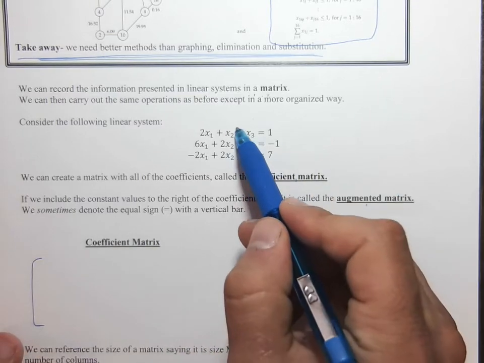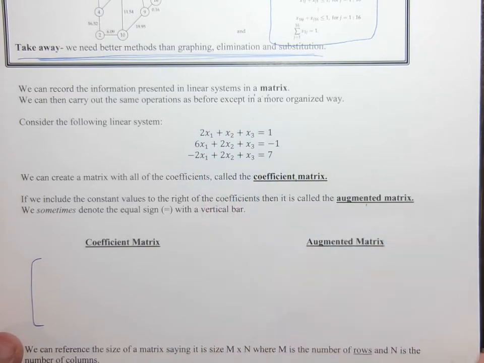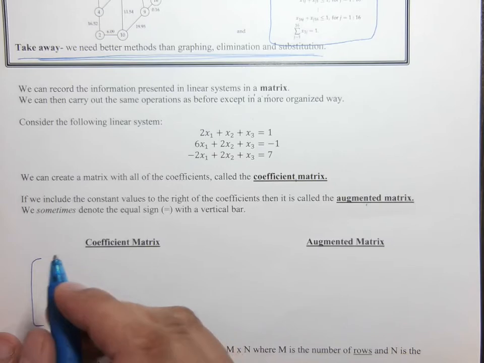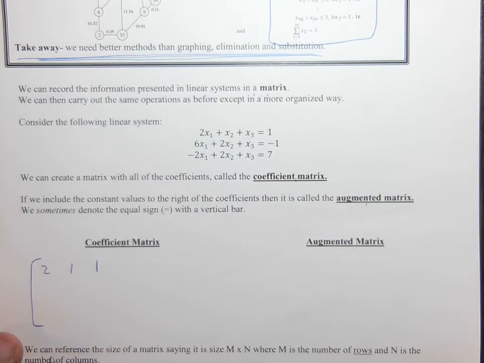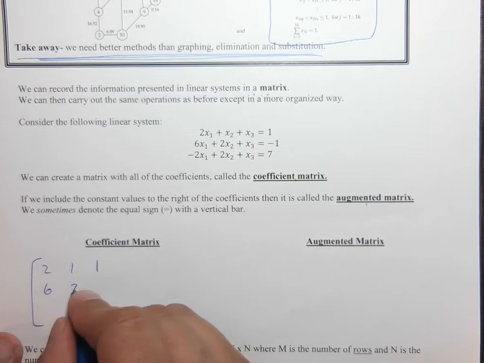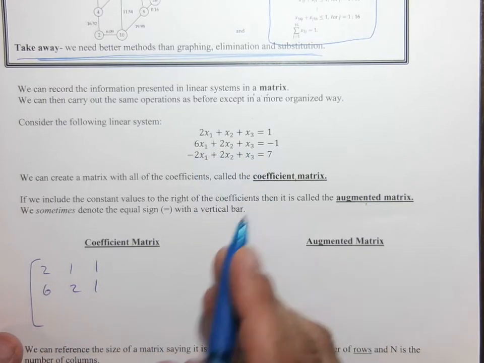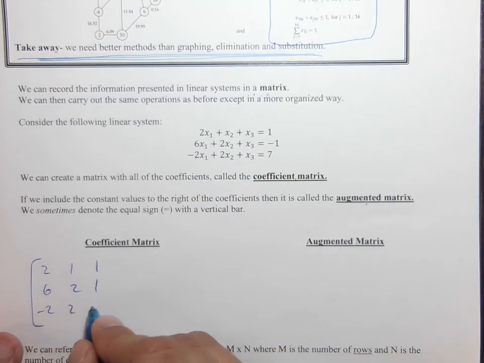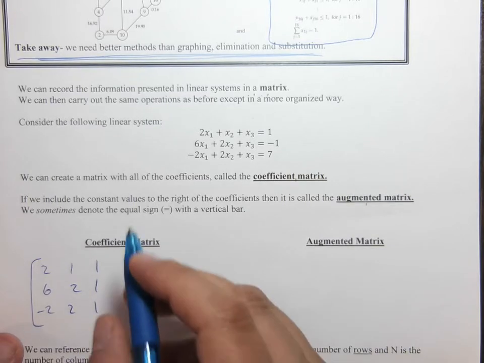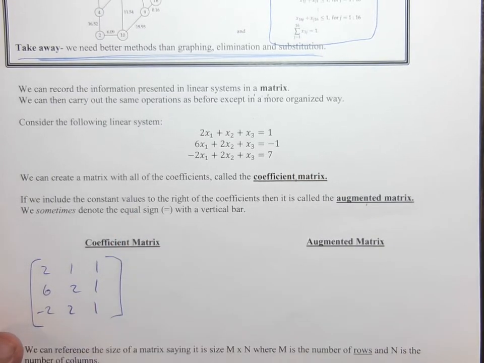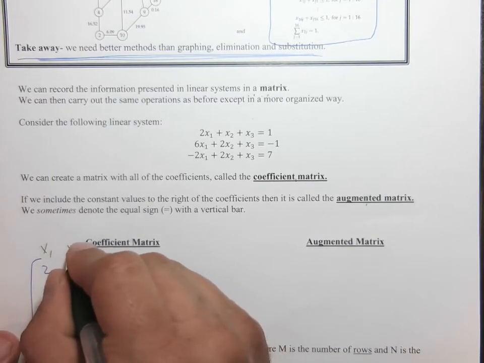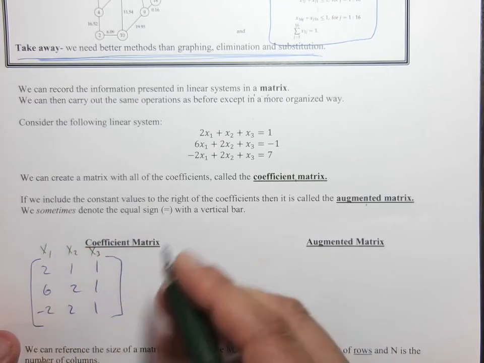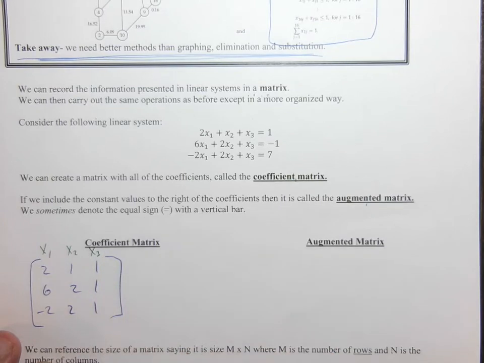We literally just copy down the left-hand side of this without the variables or the pluses or anything. So it'd be 2, 1, 1 is the first line. Those are the coefficients. 6, 2, 1 are the coefficients in the second. Minus 2, 2, 1 are the coefficients in the third. It's kind of like this is the x1 column, this is the x2 column, this is the x3 column. These are the coefficients for each variable.